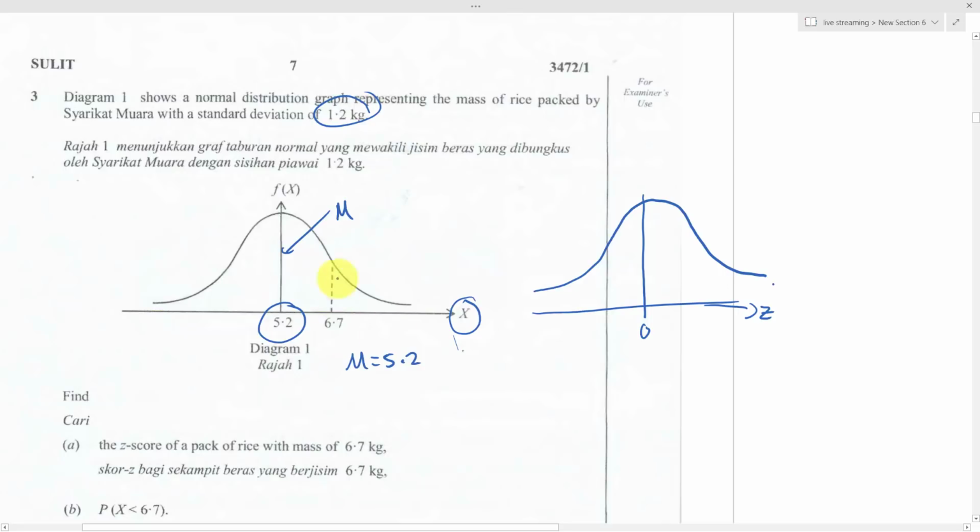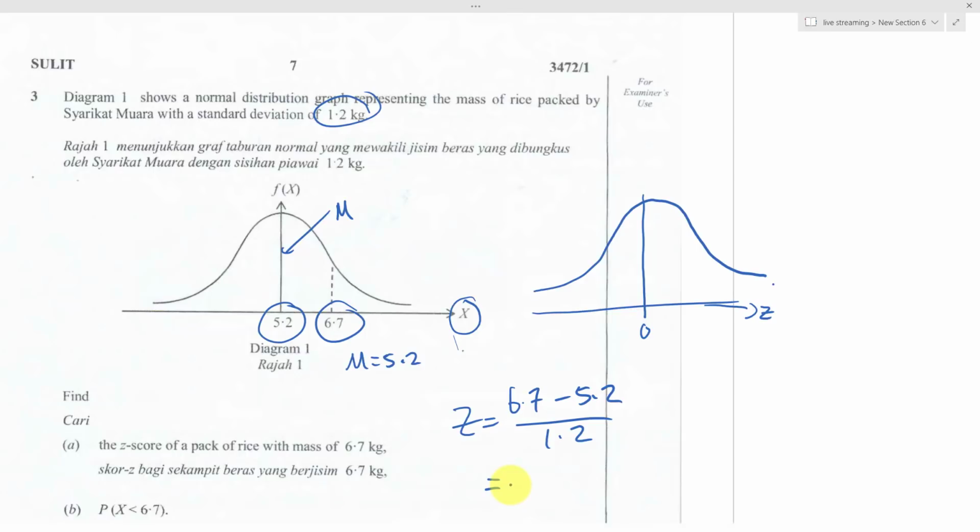They ask you to find the z score when mass is 6.7. They want to know what this z score is. So z will equal, this one is the x value, right? x minus mean over standard deviation. Just use the formula. It should be easy to understand. And then divided by 1.2. So you should get 1.25. Therefore I should have a value like this, which is 1.25.